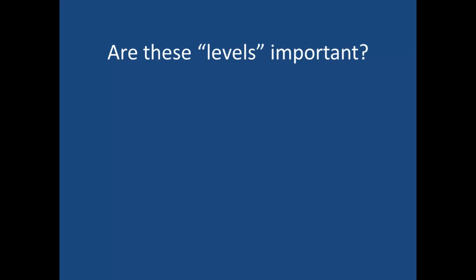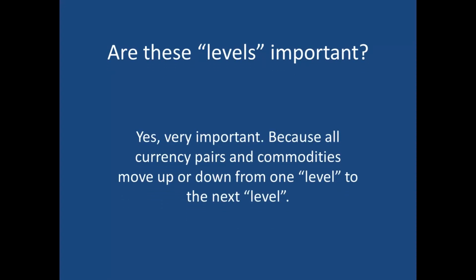Are these levels important? Absolutely. They're very important, because all currency pairs and all commodities move up or down from one level to the next level to the next level. No currency pair in an uptrend will just go to the moon. No currency pair or commodity in a downtrend will just go to the bottom of the ocean. They go from one level to the next level to the next level. They will go so far up and then consolidate, perhaps continue, or reverse trend, and vice versa if it's a downtrend.